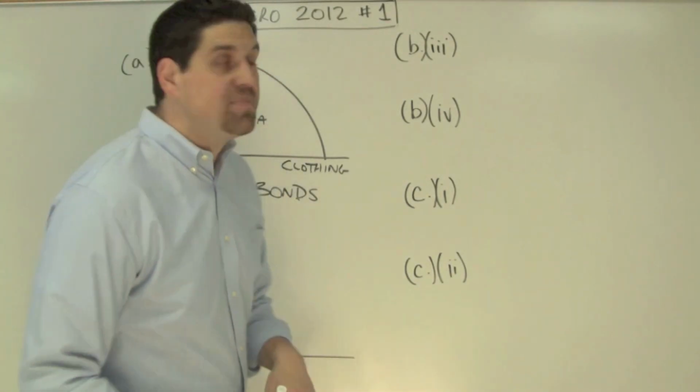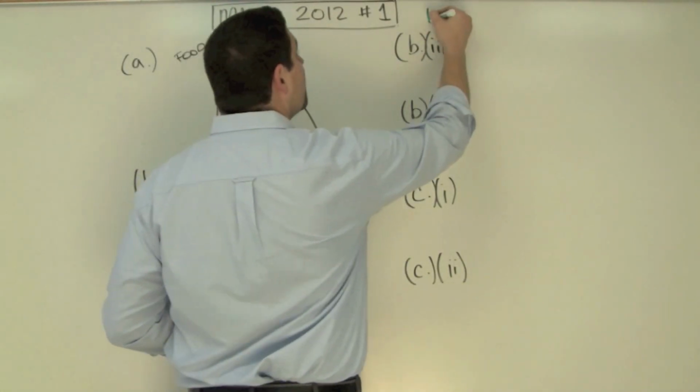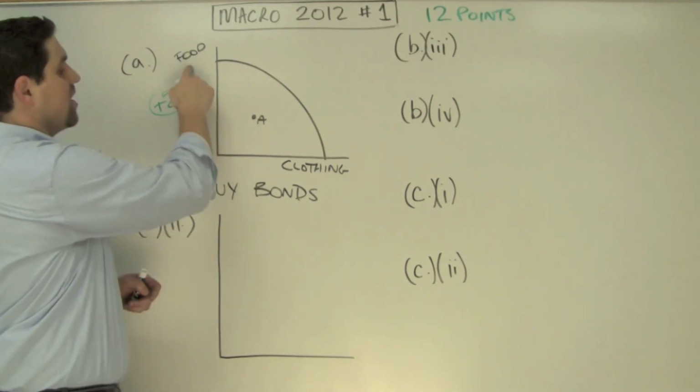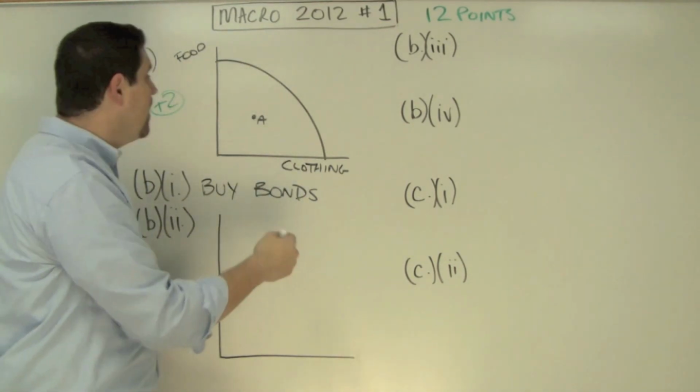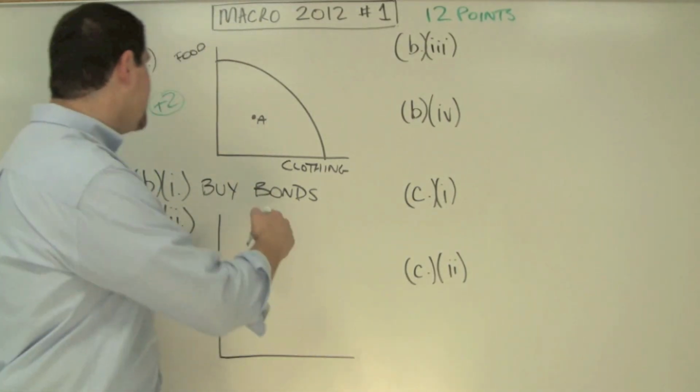Now before I go any further, let's make sure I show you where the points are so you understand how you're doing along the way. This whole question is out of 12 points. Part A was worth 2 points. 1 point for saying food, clothing, and having the production possibilities curve. Another point for having a point A inside that curve. B1 was worth 1 point. You had to say buy bonds.